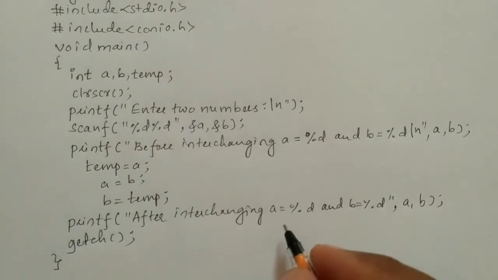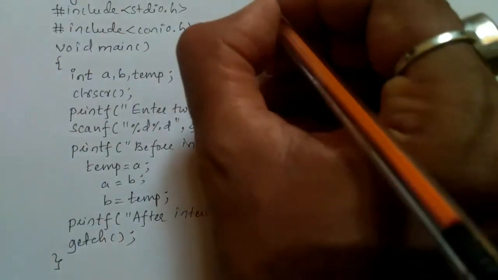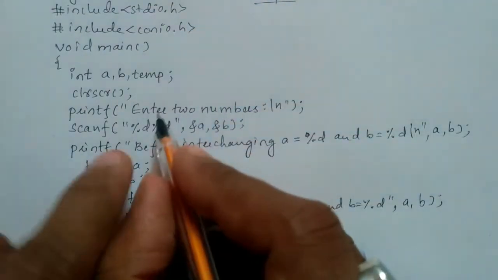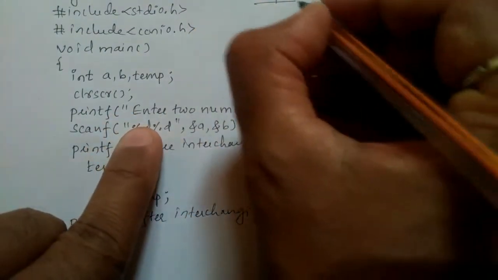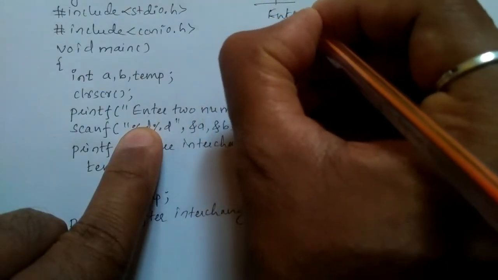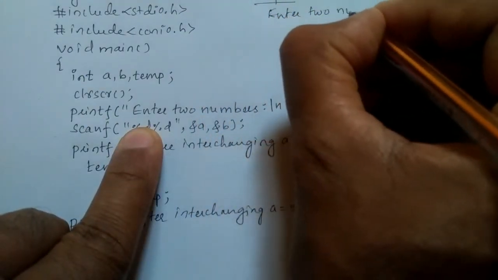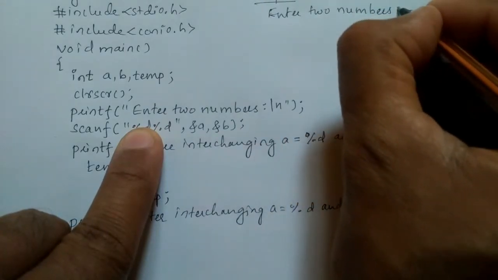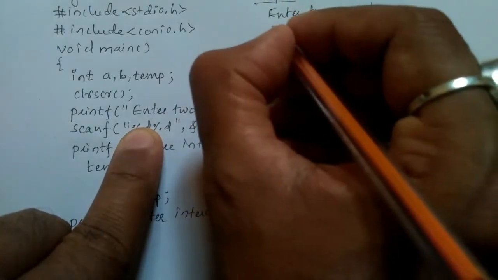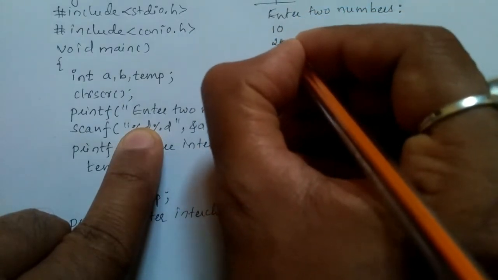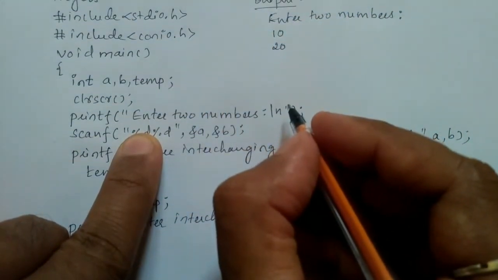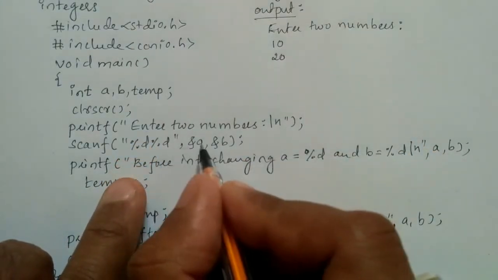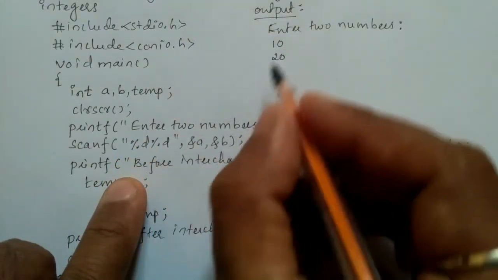Now when we compile and run this program, it will ask the user to enter two numbers, right? So it is going to display enter two numbers. So next the cursor will come down over here. What I'm going to do is I'm going to enter 10 and 20. So what will happen here? A receives 10, B receives 20.